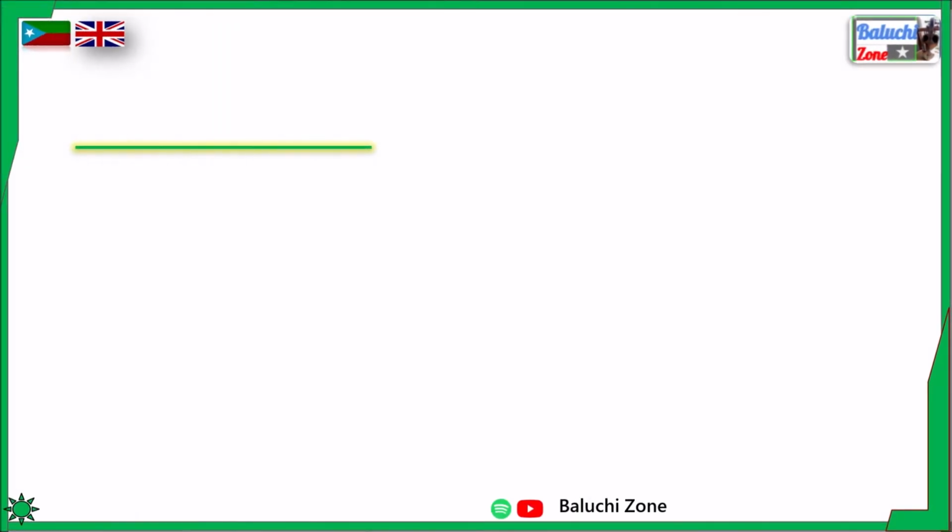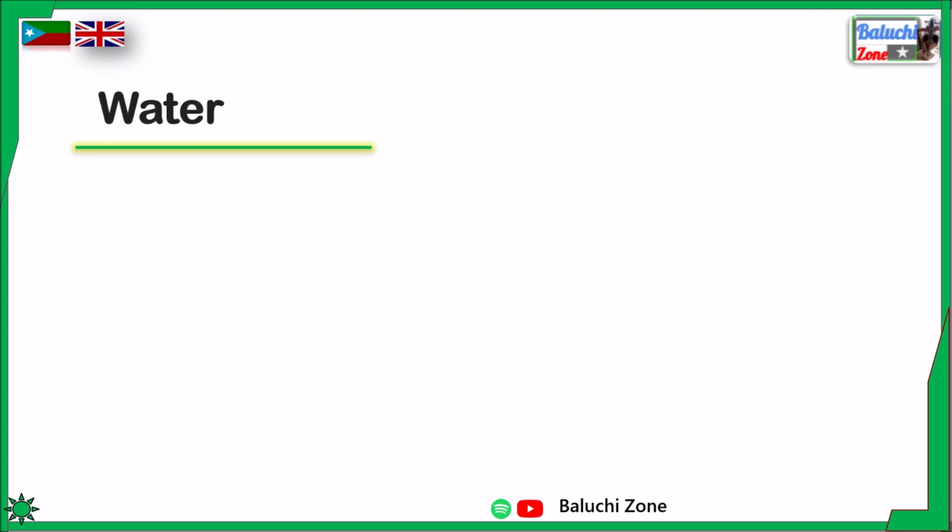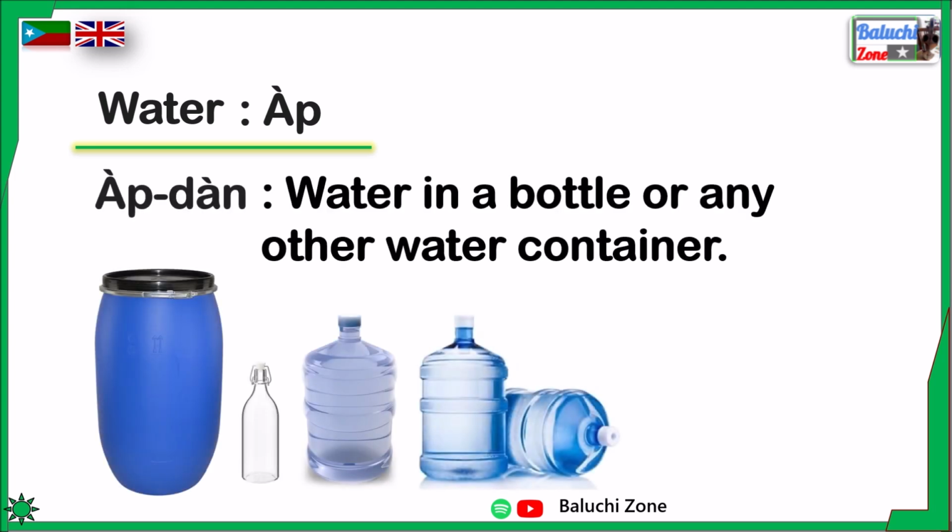For example, salt in Baluchi is wad. However, salt in a jar or any container would translate to wad don. Next, we have water, which means up. Water in a bottle or any other container would translate to up don.